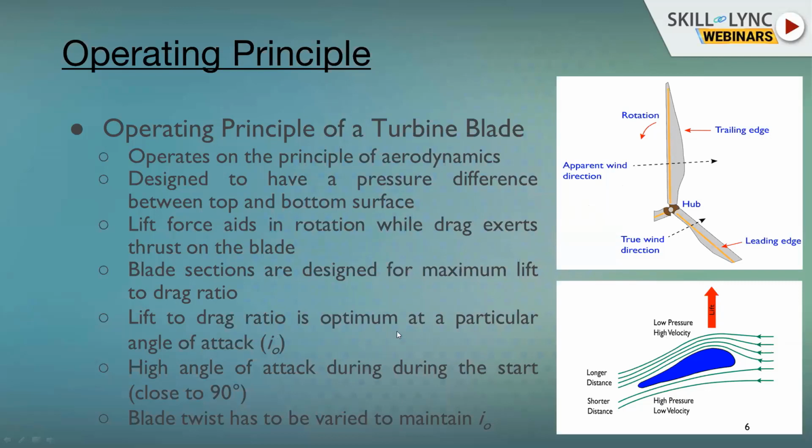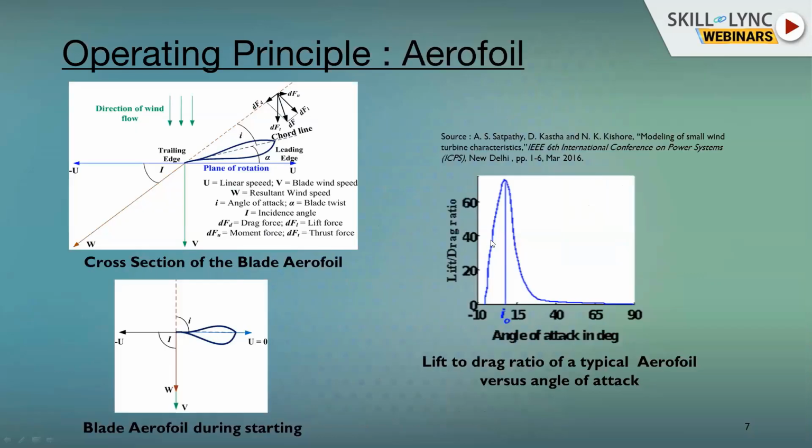Okay, so that is what I have mentioned here. The lift to drag ratio has to be maximum, and if you see here, this is the typical lift to drag ratio versus angle of attack. I'll come to the various definitions, but you see that the lift to drag ratio at a particular angle of attack, let's say close to 12 to 13 degrees, this is a general trend, that this lift to drag ratio is maximum. Now we'll understand the various terminologies associated with this to understand the operating principle in a better way.